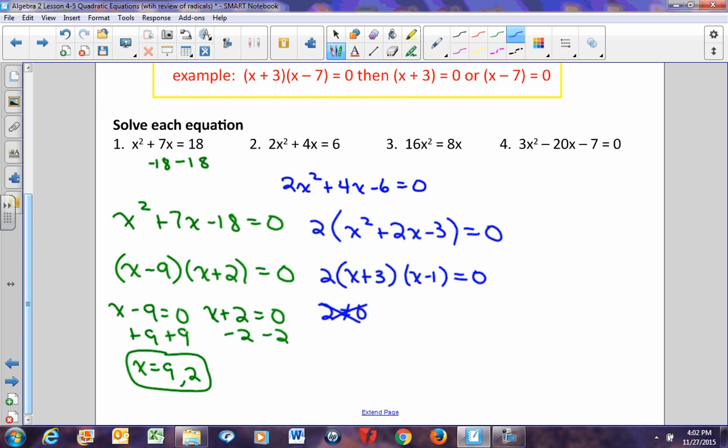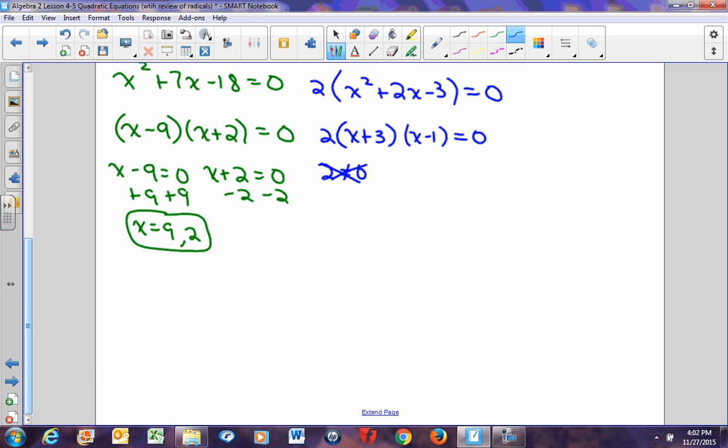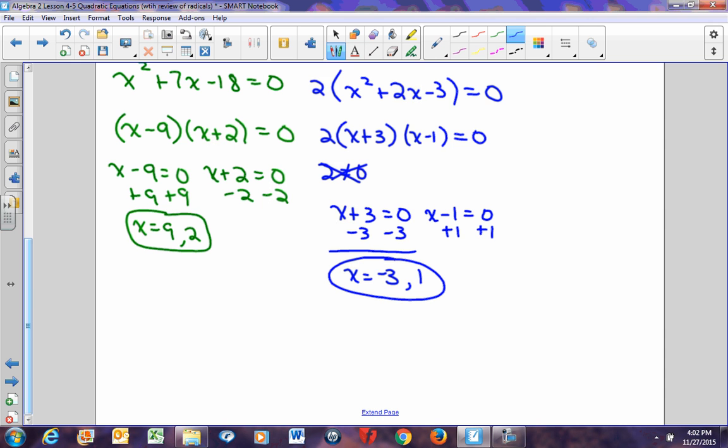But the x plus 3 and the x minus 1: x plus 3 equals 0, x minus 1 equals 0. So subtract the 3. So x equals negative 3, add the 1, or x equals positive 1.